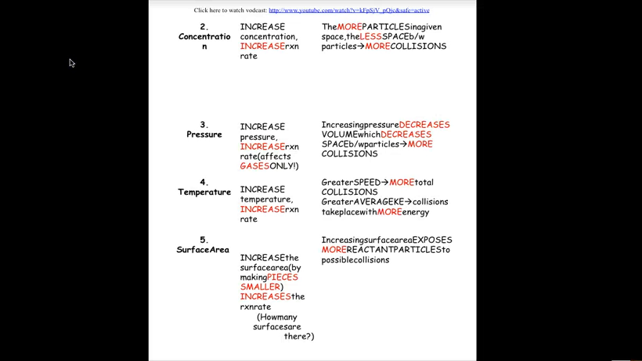Okay, so here we are with Unit 8, lesson number 3. And we're going to finish up what we had started in lesson 2. We're going to look at the remaining 6 factors that affect reaction rate. And numbers 2, 3, and 4 are really easy to explain using the classroom analogy that we had talked about earlier. So let's go back to that analogy.